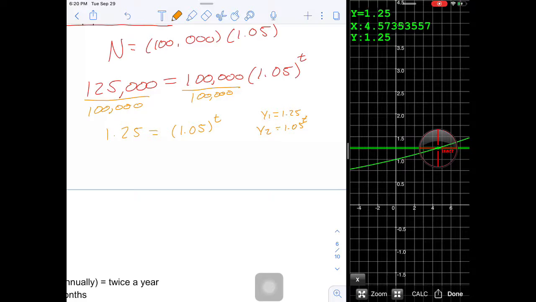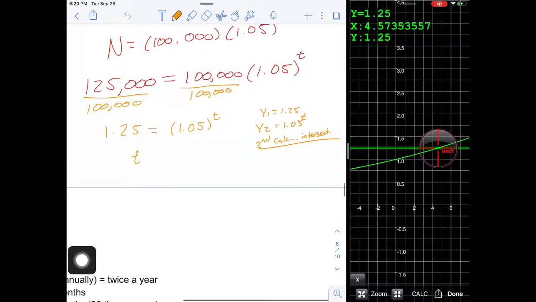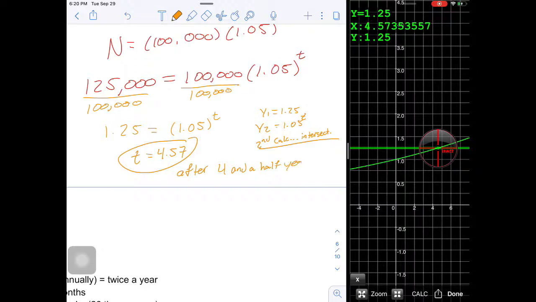I don't really have that ability on here, but make sure you press second calc on your calculator, and then press intersect. We've gone through that in another video before this. You would find that intersection point to be at x equaling 4.57. So t here equals 4.57. So it looks like after 4.5 years, that's when you reach 125,000 population. So there's your solution there.